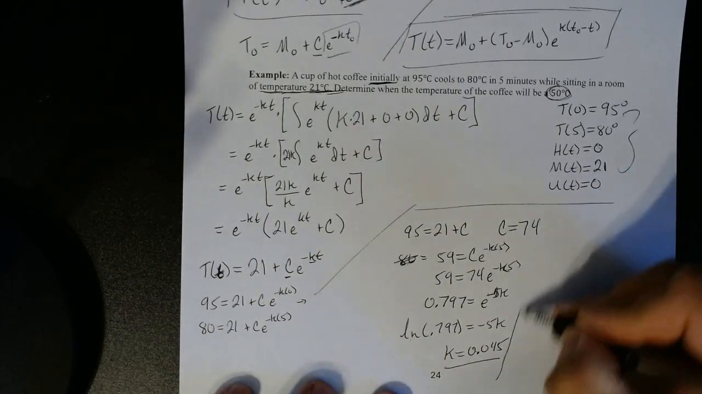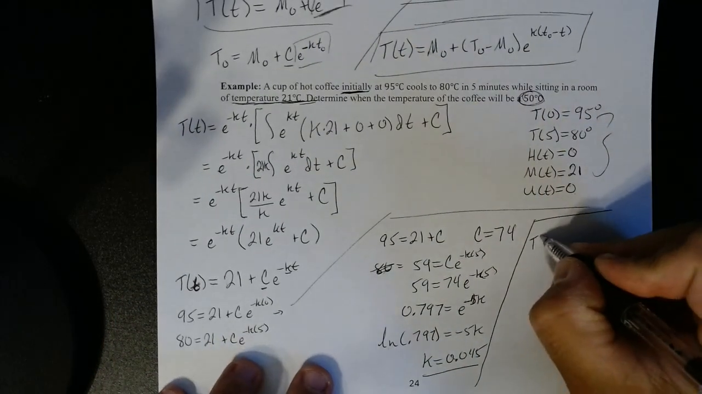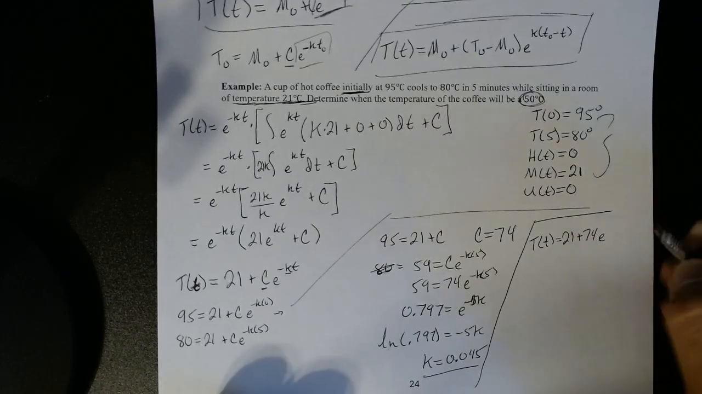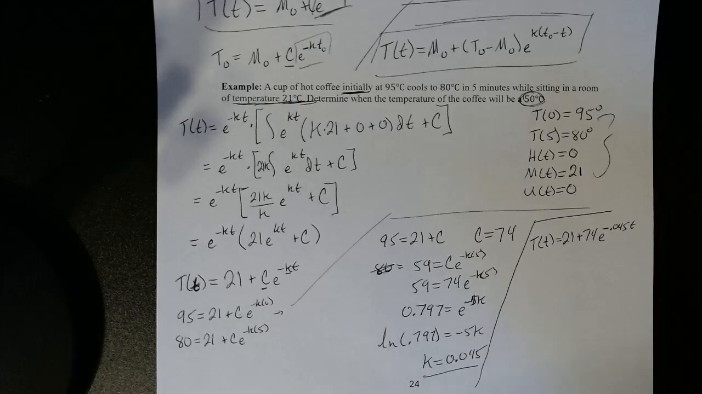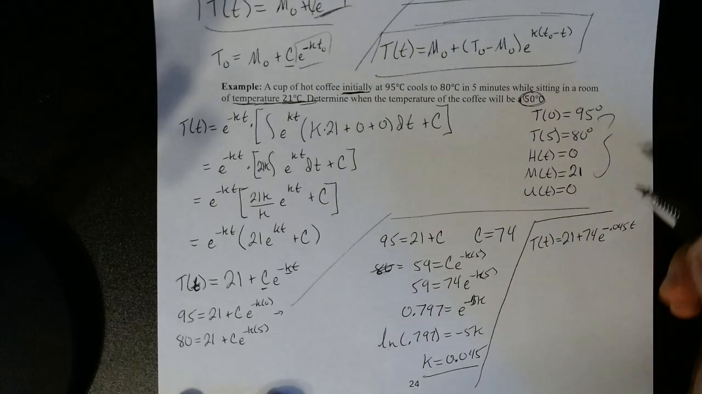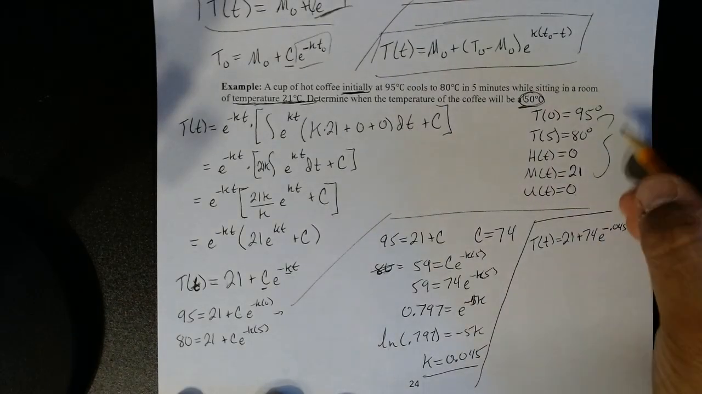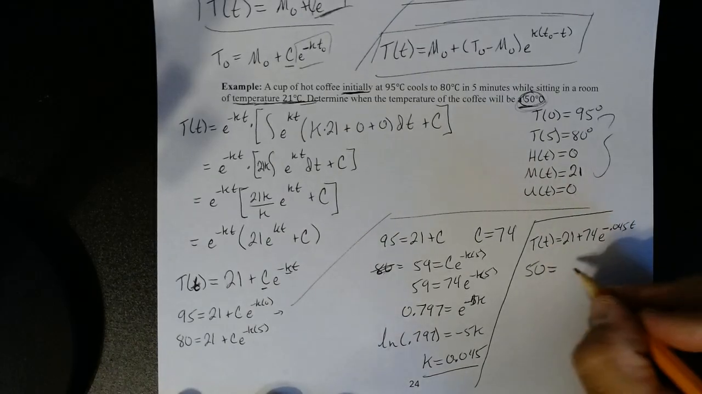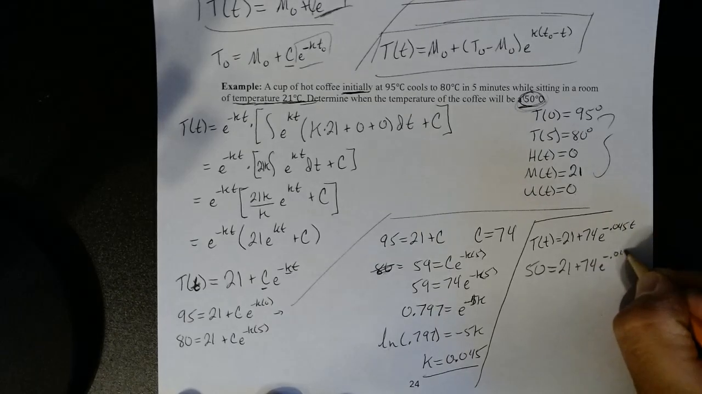So now finally, after all of this work, we have our general solution here. T of t is equal to 21 plus 74e raised to the negative 0.045 t. And now we solve what we want. So we want the time when the coffee is 50 degrees, or in other words, plug in 50, and we've got to solve for t.